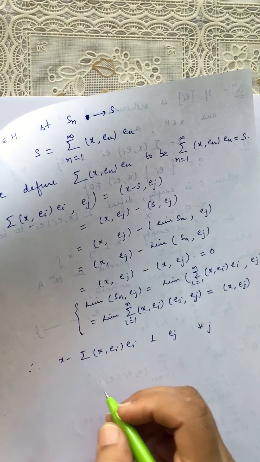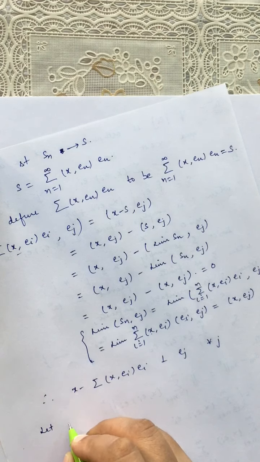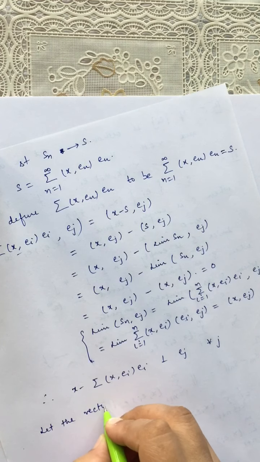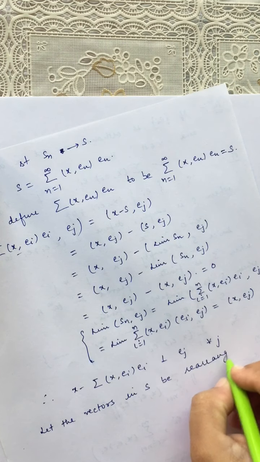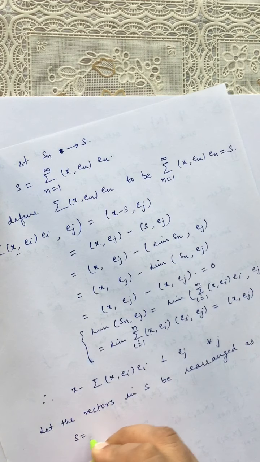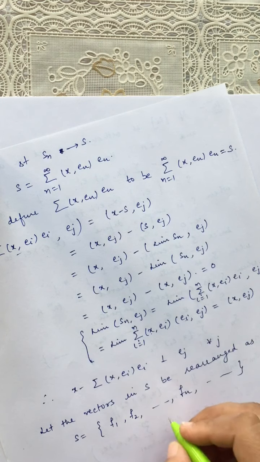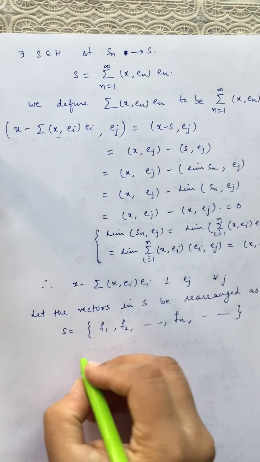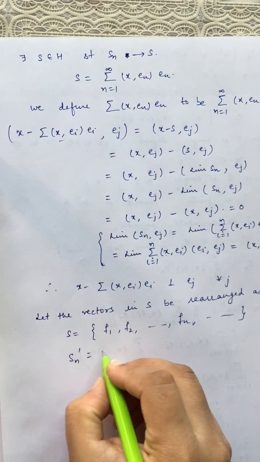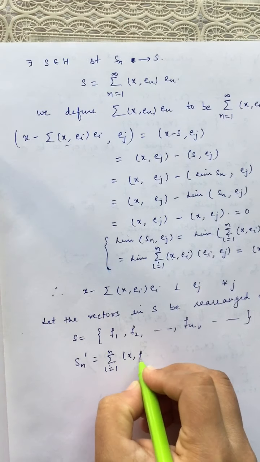So let us say the vectors in S be rearranged in this manner, like this: f_1, f_2 and so on, f_n. This f_1, f_2, f_n is just a rearrangement of the vectors e_1, e_2, e_n. So now we put another partial sum S_n dash. This is the sum i varying from 1 to n of ⟨x, f_i⟩ f_i, as we have defined S_n earlier. Similarly we define S_n dash.